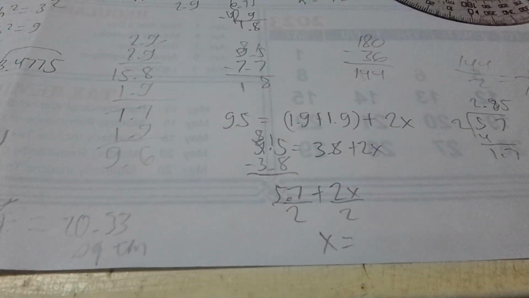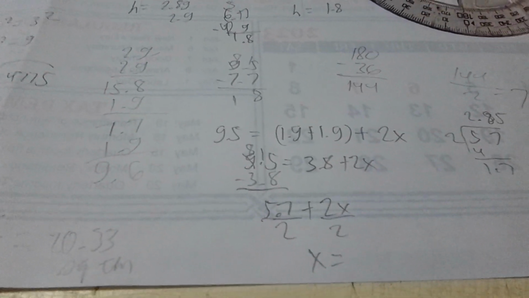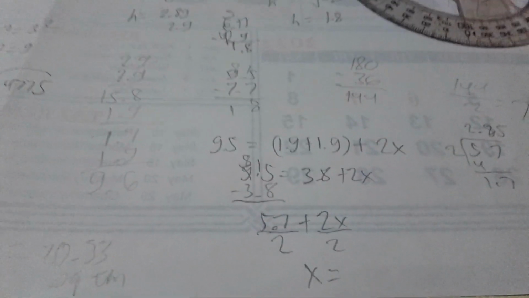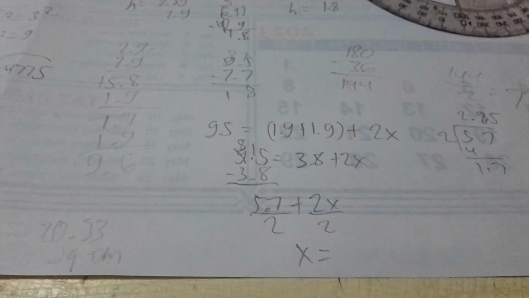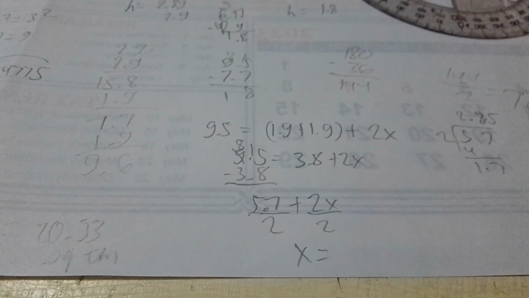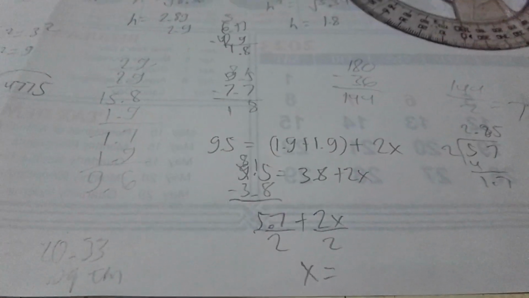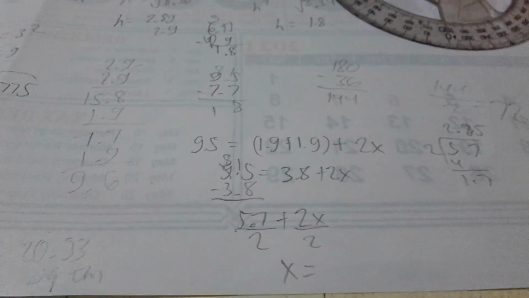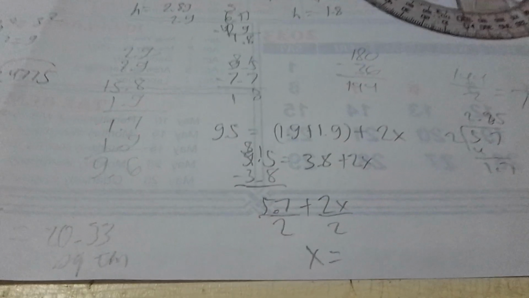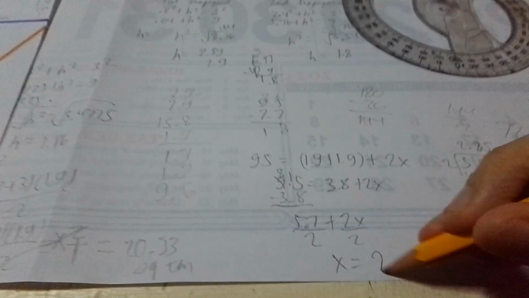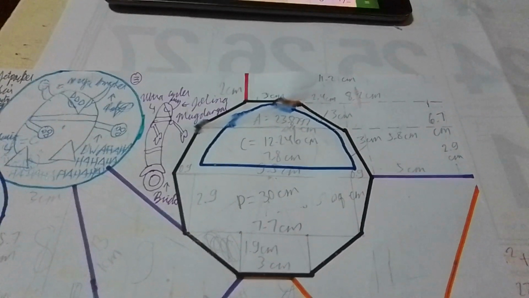Let's see. O yan, so ito yung formula na ginawa ko. 1.9 plus 1.9 or that's equivalent to 3.8. And then we do 3.8 plus 2x. Bakit 2x? Because there are two heights that are congruent. Then we isolate the term and then divide both sides by 2. Then x should equal 2.85 cm. Let's check with your ruler to see if it makes sense.